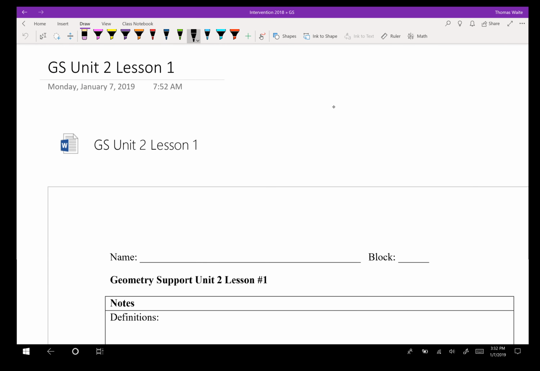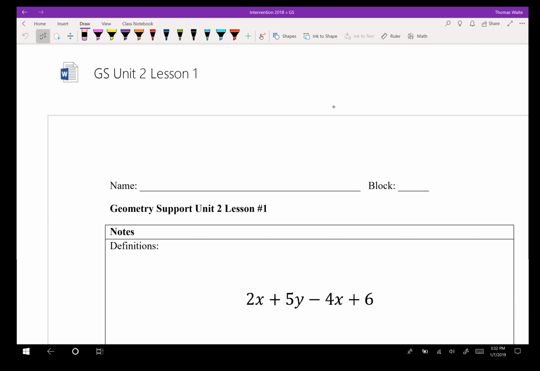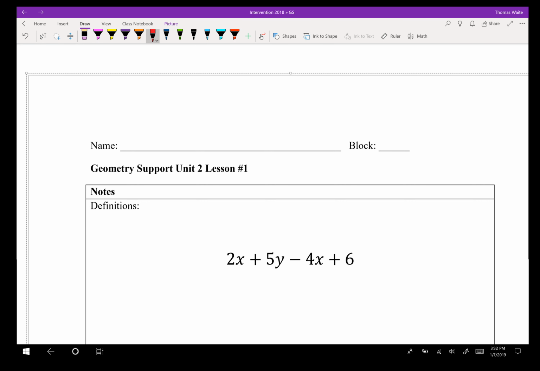Hi everyone, this is the first lesson in our second unit of geometry support. Our goal in this lesson will be to combine like terms and simplify expressions. So throwback, we also want to be able to talk about different parts of expressions, so we're going to focus on some definitions.